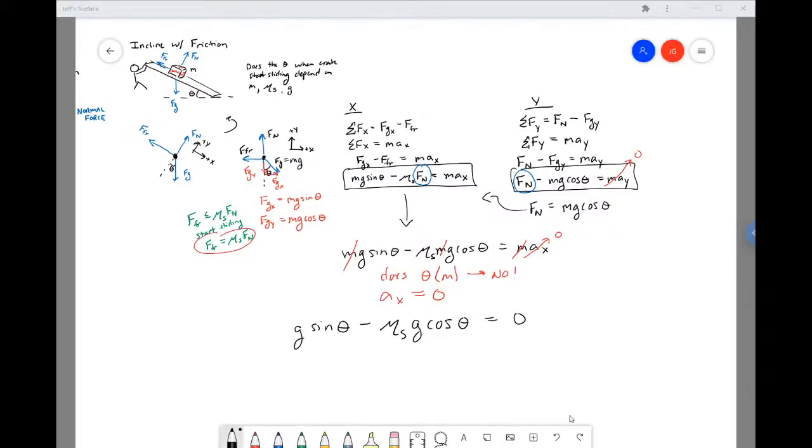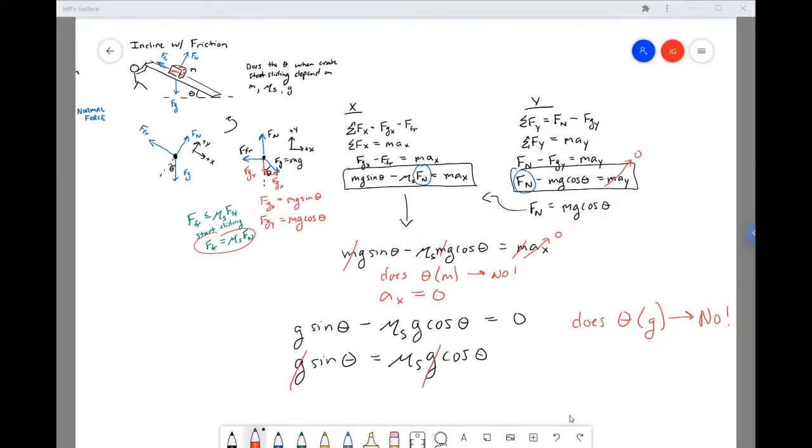Let's add the mu s g cosine theta to both sides. That gives us g sine theta equals mu s g cosine theta. And what do we notice here? There's a g on both sides, so we can divide that out and it goes away. And now we've answered another question: does the maximum angle of incline depend on g? Is it a function of g? No.